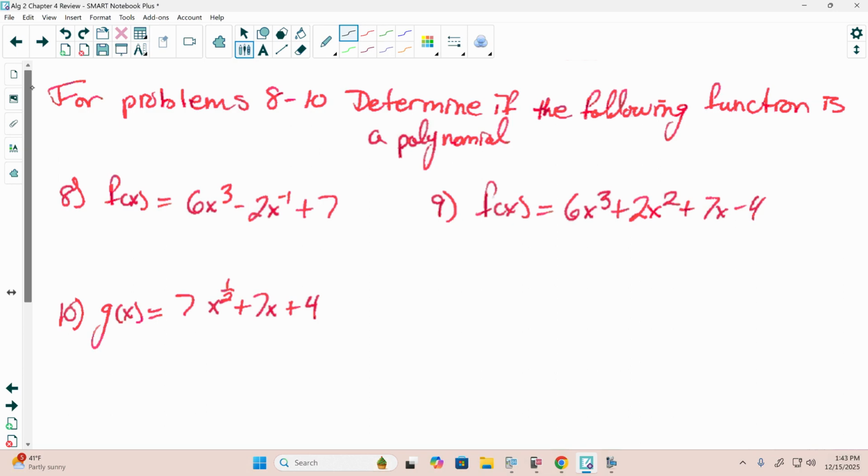Problems 8 through 10, determine if each function is a polynomial. All right, guys, focus in. 8 through 10 and 1 through 3 on the test are going to be put together, because it's going to ask you to determine if the following function is a polynomial. If it is, state degree and leading coefficient. If it's not, we say it's not a polynomial function.